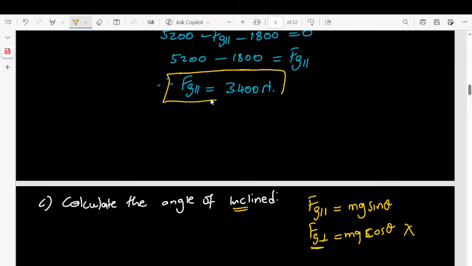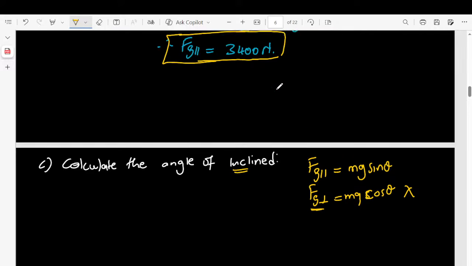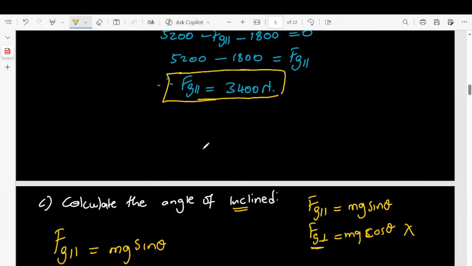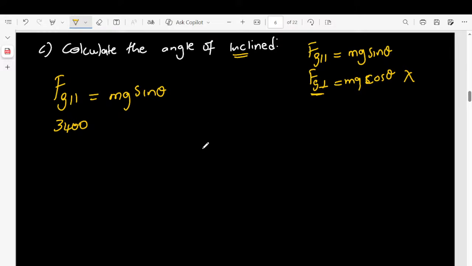Look at this. We don't know what to do. Go and refer to the previous question. You'll see that I know what Fg parallel is. And if I want to solve this, I can say Fg parallel is equal to mg sine theta. So I can just substitute my Fg parallel as 3,400. If you still remember, we got Fg parallel as 3,400. So I'm just going to substitute that there. And let's equate this to the mass. The mass was given as 1.2. So this is 1.2, and this is 9.8, the sine of theta.